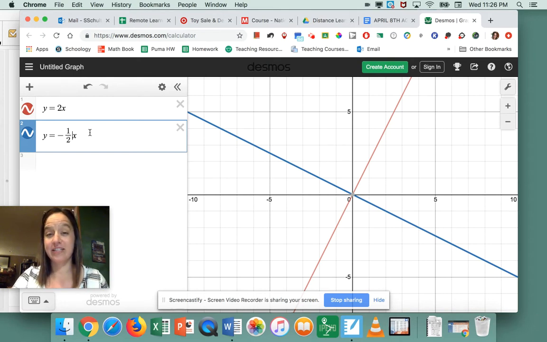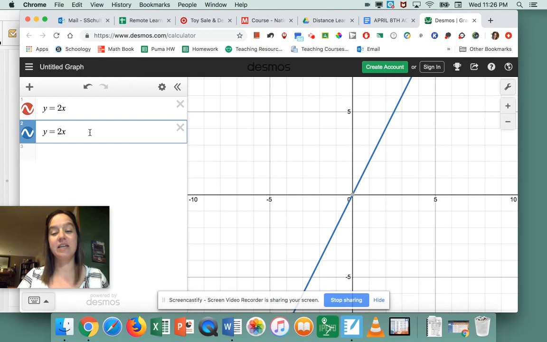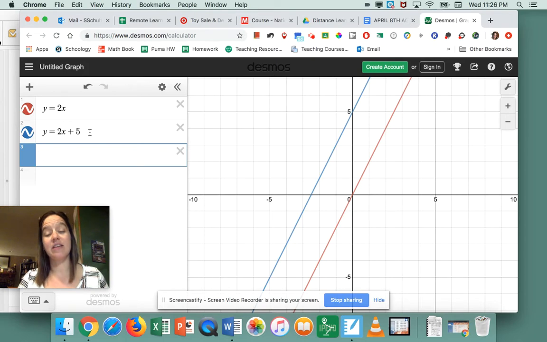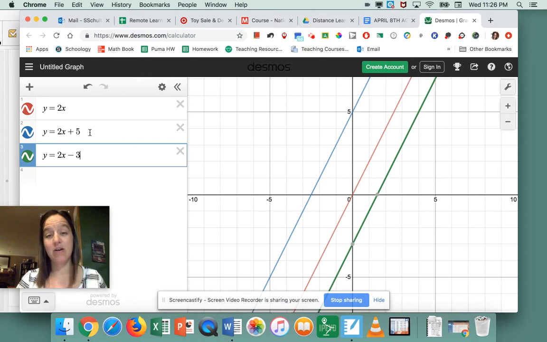Food for thought: if I was looking for a parallel line, I would use the same slope, but I might add 5. Those two lines are parallel. They're never going to intersect, and they stay the same distance apart. Here I've got y equals 2x minus 3. All three of those lines are parallel because they have the same slope, so they have the same steepness. That's just closing out yesterday's stuff.